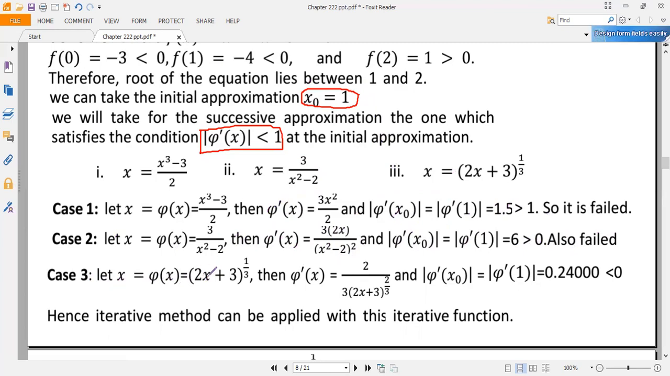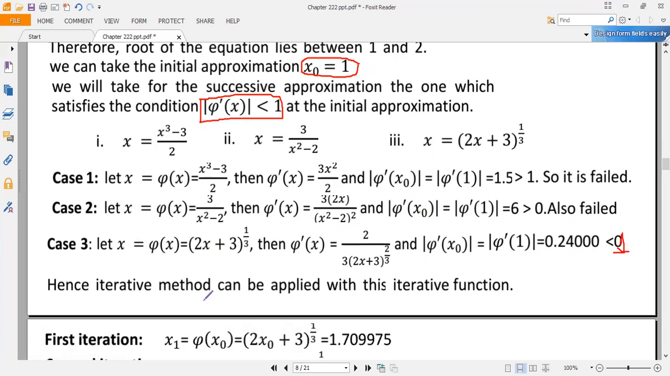In the last one, phi of x is equal to the cubic root of 2x plus 3, and the derivative is 2 over 3 times the cubic root of 2x plus 3, the whole square. And the absolute value of phi derivative at x naught, which is 1, becomes 0.2400, which is less than 1. Hence, we obtain an iterative function.